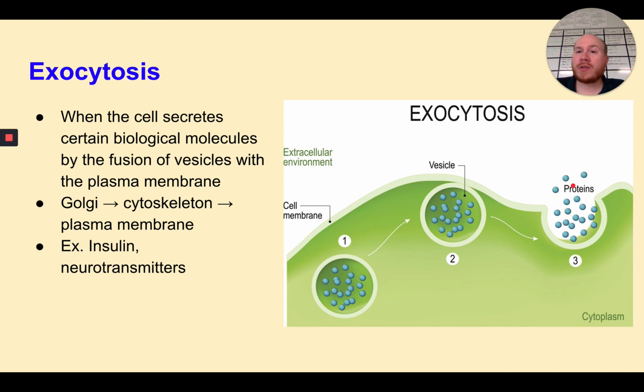It goes from the Golgi, which makes the vesicle with the proteins inside of it, to the cytoskeleton, which carries it to the membrane, where it fuses with the plasma membrane and releases it. This is how our body makes and releases things like insulin. It's also how neurotransmitters work, where neurotransmitters will release a large quantity of something so that it can send a signal to the next part.